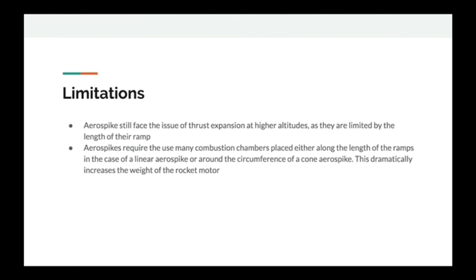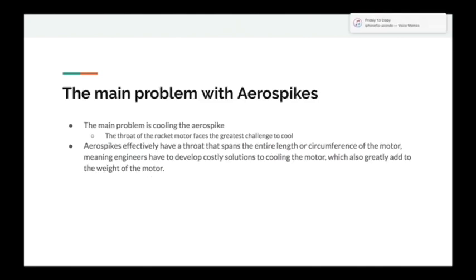And weight of the rocket motor is extremely important in rockets, as thrust to weight ratio determines how effective and efficient a rocket motor can be. This leads us on to the main problem with aerospikes. The main problem is cooling the aerospike. The throat of the rocket motor faces the greatest challenge to cool. This is because high pressure, recently ignited gases are constantly flowing through this small diameter. So aerospikes effectively have a throat that spans the entire length or circumference of the motor, meaning engineers have to develop costly solutions to cooling the motor, which also greatly add to the weight of the motor.